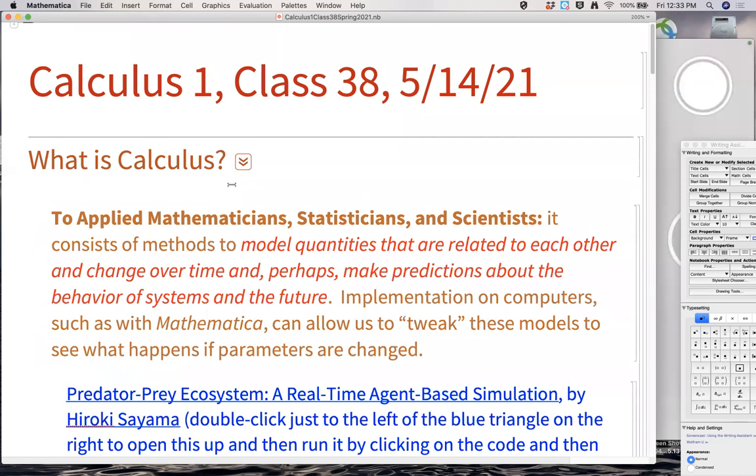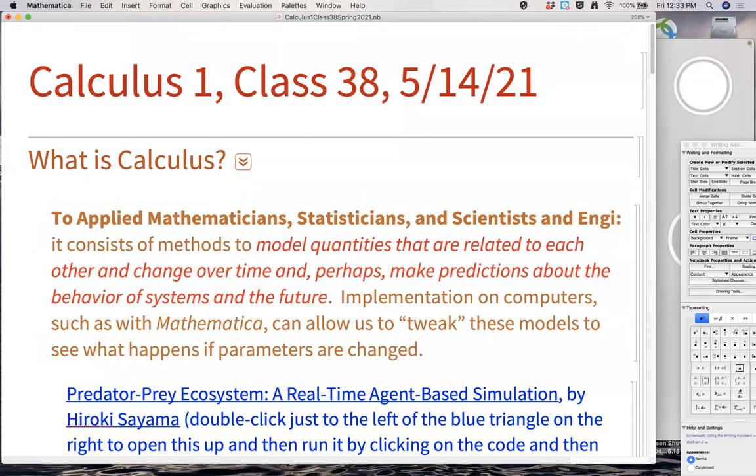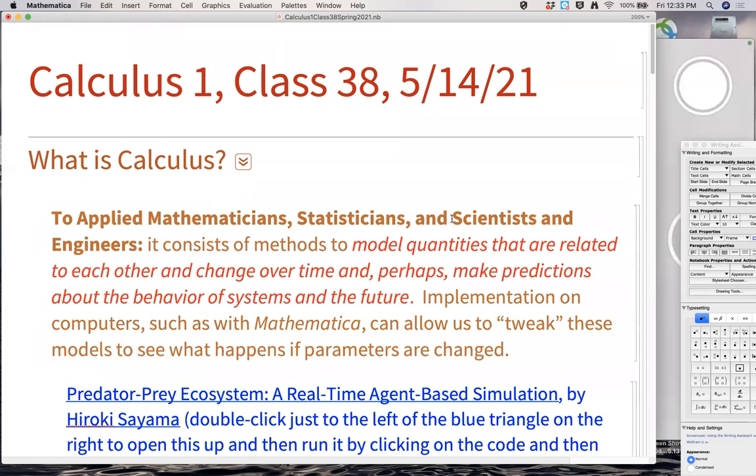To applied mathematicians, statisticians, scientists, and I should say, engineers, go ahead and add that here. Calculus is about methods, you might say, to model quantities that are related to each other, like distance is related to time, velocity is related to time, population is related to time. Maybe you've got two cars that are going toward each other, their positions are related to each other over time. Y depends on X along some curve, lots of relationships. And we want to model those relationships and make predictions about what can happen over time.